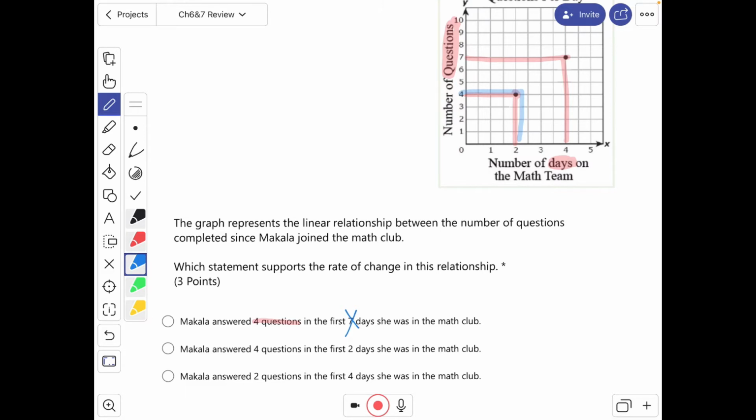The next answer choice says Michaela answered 4 questions in the first 2 days. Is that what it said? 4 questions in 2 days? Yes. Let's check the other answer choice just to be sure. Michaela answered 2 questions. That would be here. In 4 days. No dot there. So that can't be correct. So the correct answer is the middle choice.